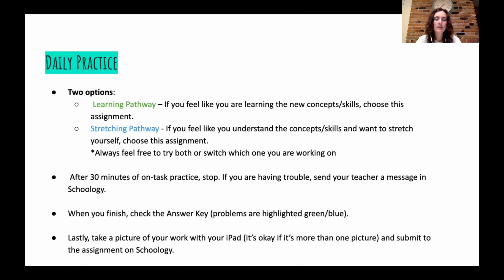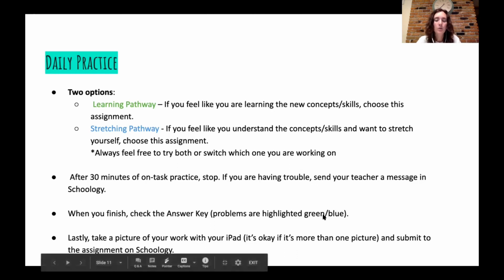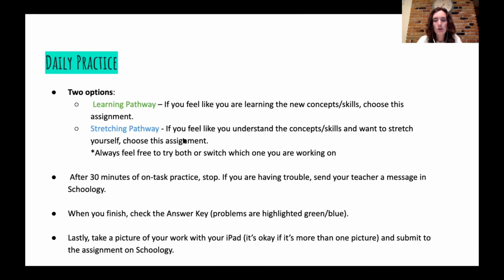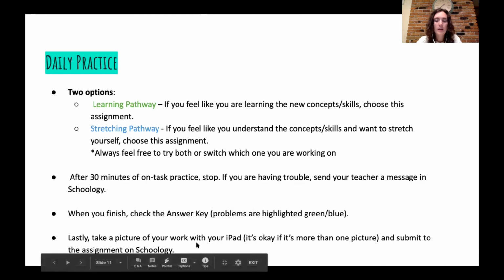If it is a textbook problem, I will highlight which is green or blue because there'll be some overlap between these two, and so they'll just look through one answer key to figure out which ones are their answers. Otherwise, there'll be two different answer keys if they're two different worksheets. Lastly, they'll take a picture of their work and submit it to Schoology.